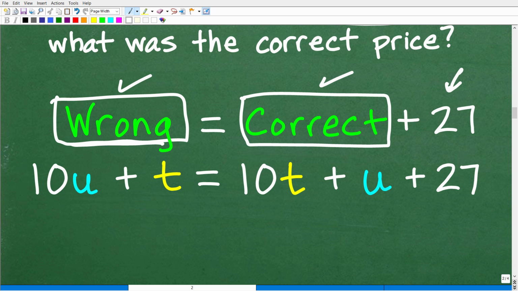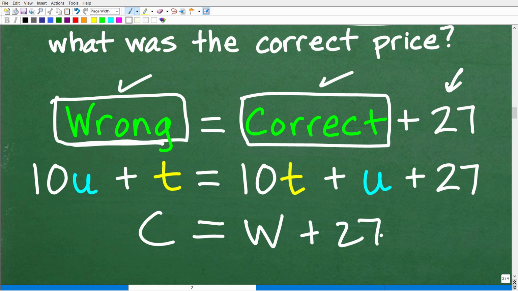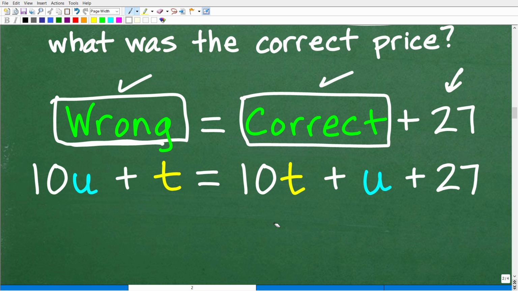Oftentimes what will happen is that people will have the correct price over here and then the wrong price plus 27. This is a common mistake. So always, and not just for this specific problem, but in general, when you're building an equation for two different relationships, you have to really double check that you have this right. So build yourself a simple little equation like this using words, versus variable expressions, and then go from there.